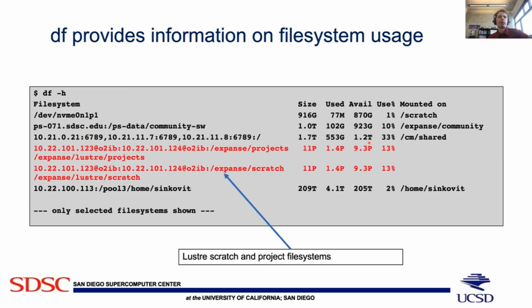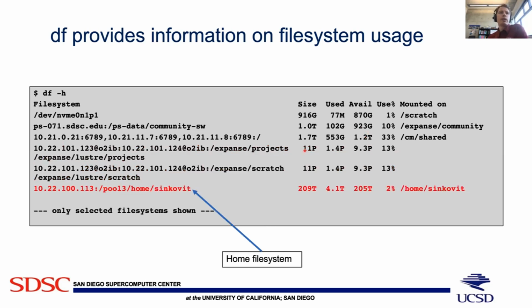Then we have the Lustre scratch and project file systems. Those are not node local, but they are our high performance file systems. You see there's a lot of data available. The total size is about 12 petabytes, and you always see the used and available space. So here you can store more data.